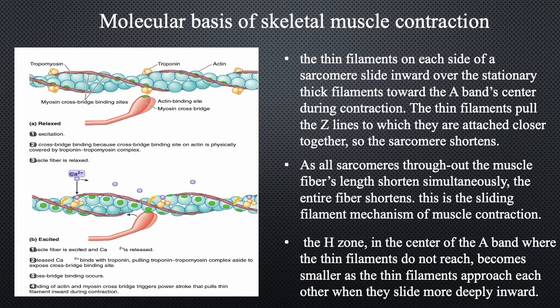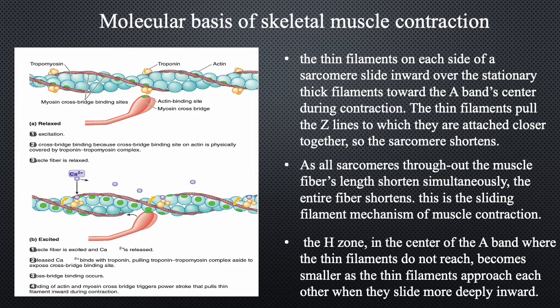In this slide, we are going to talk about the molecular basis of skeletal muscle contraction. The thin filaments on each side of the sarcomeres slide inward over the stationary thick filaments toward the A band center during contraction. The thin filaments pull the Z lines to which they are attached closer together so that the sarcomeres shorten. As all sarcomeres throughout the muscle fiber's length shorten simultaneously, the entire fiber shortens. This is the sliding filament mechanism of muscle contraction.